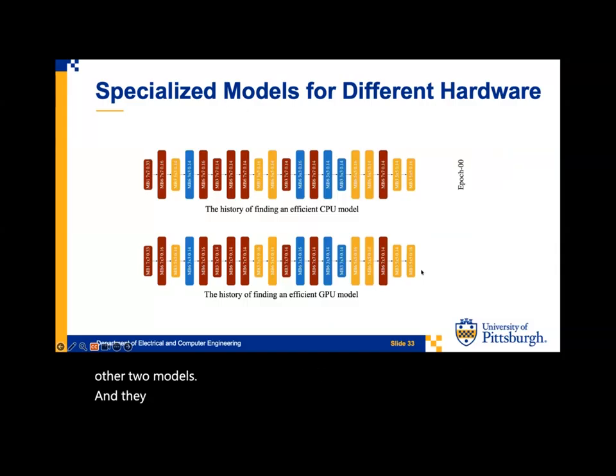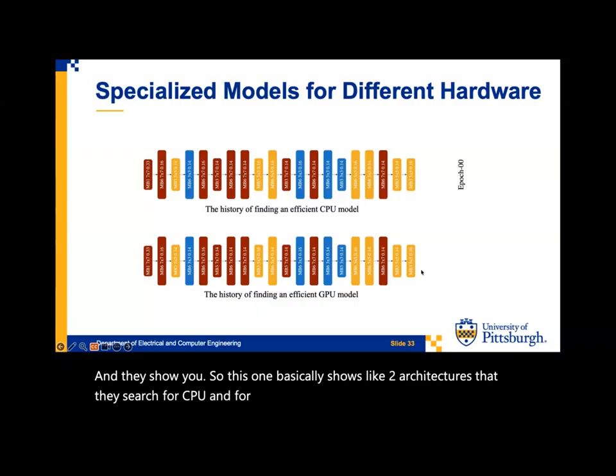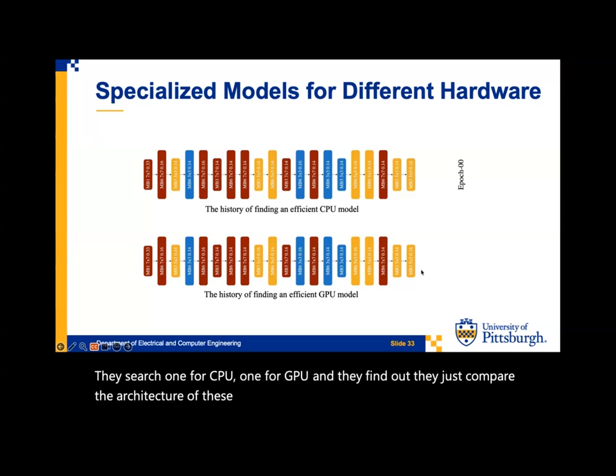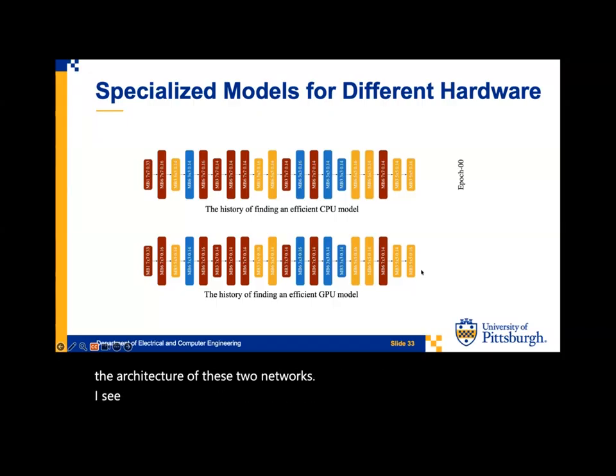And this one basically shows two architectures that they searched for CPU and for GPU, on the same task, the same data set. They search for CPU, that's the architecture. They search for the GPU, this is the architecture. So you can see that these two architectures are indeed different. So that's basically what they want to show.